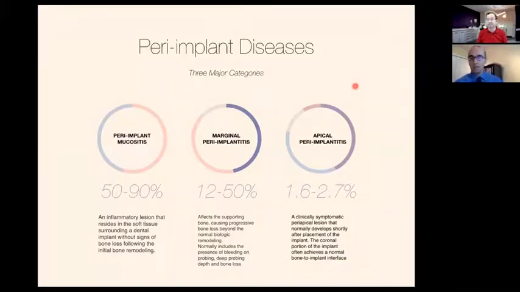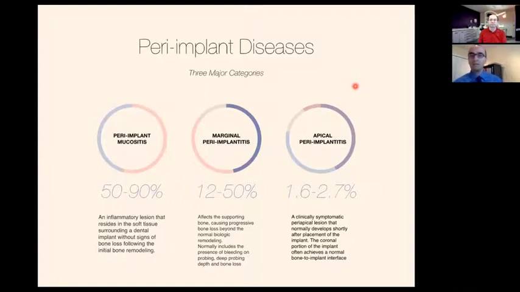Actually, this slide shows what peri-implant diseases include. Peri-implant diseases have three major categories. It usually starts with peri-implant mucositis, meaning an inflammatory lesion that resides in the soft tissue surrounding a dental implant. The clinical presentation of this condition is usually bleeding on probing. We can say it's equivalent to gingivitis. Peri-implant mucositis prevalence can be from 50% to 90%, depending on different studies.